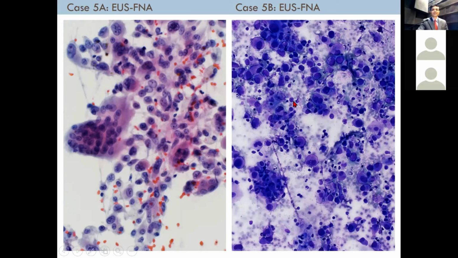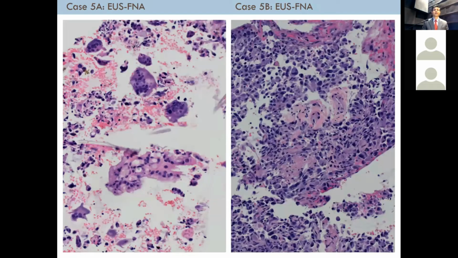In contrast, the other case showed very hypercellular smears composed of discohesive, highly pleomorphic cells with bizarre nuclei and very atypical mitotic figures. This is the cell block that shows the osteoclast-like giant cell component and mononuclear cells. We also saw these atypical glandular elements, which at that time we just disregarded as probably reactive. And in the second case, similar to what we saw on smears, it showed a tumor which was very pleomorphic.